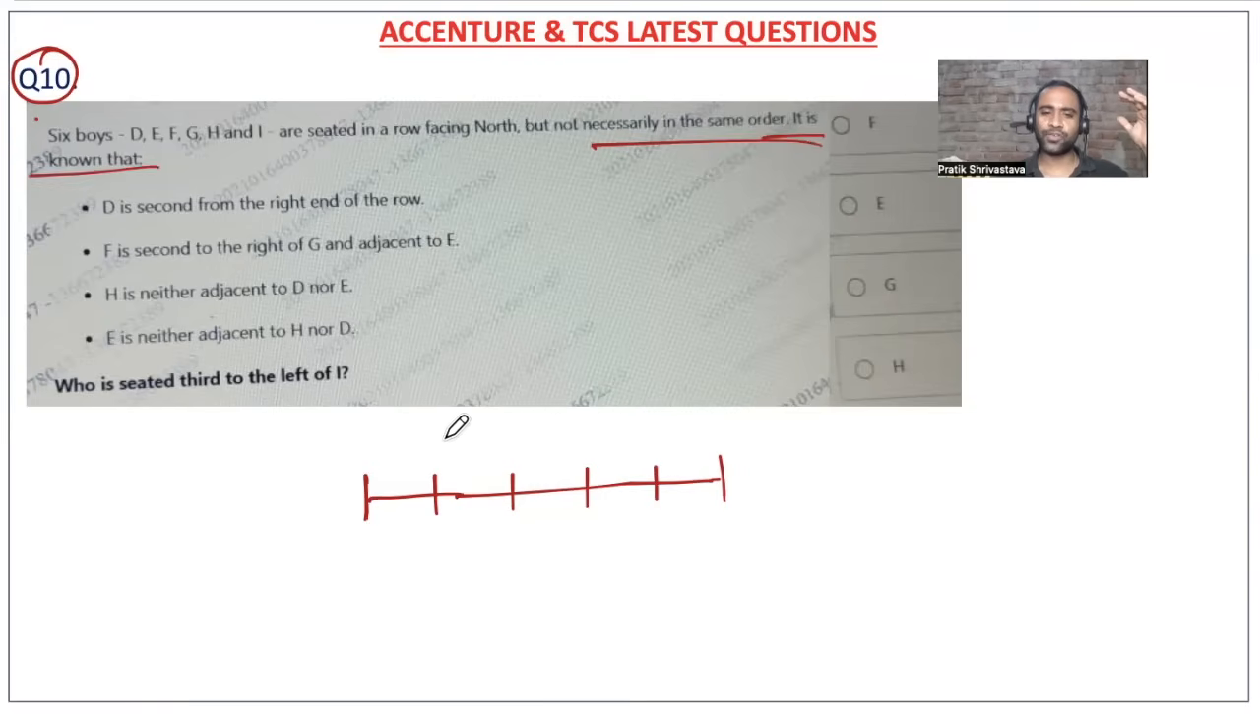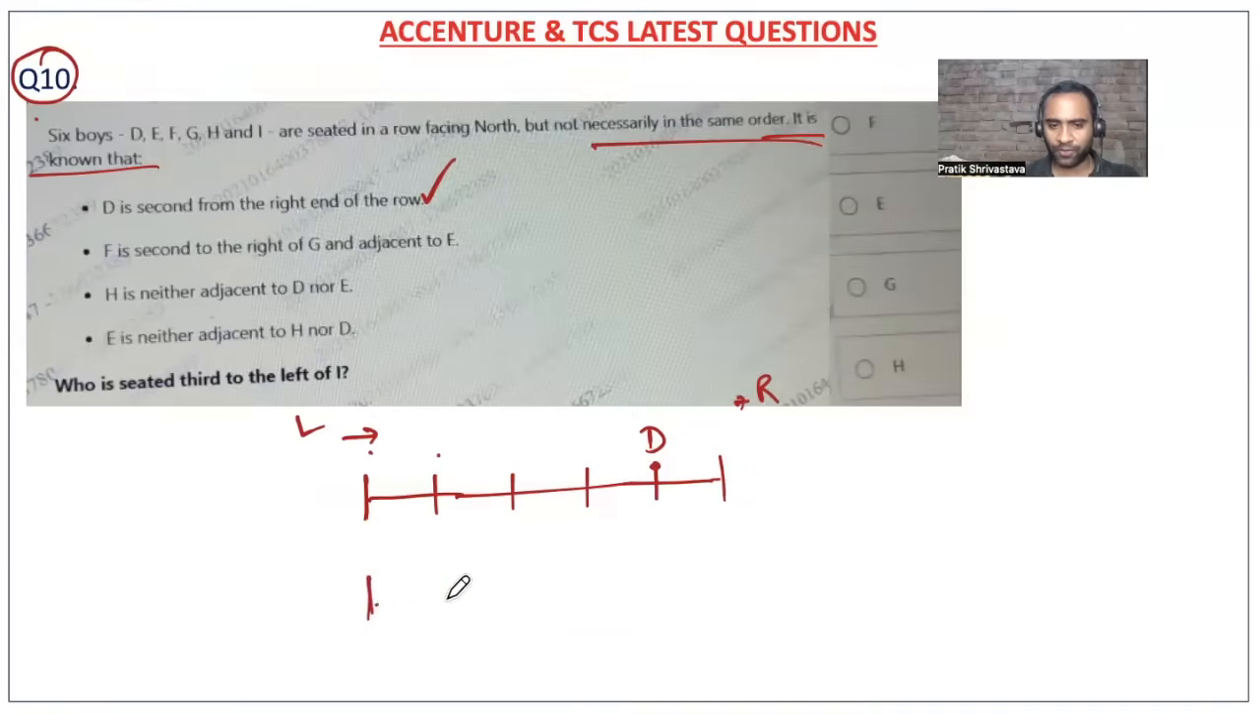Many people will confuse this. Sir, this is right, one, two. No, please understand. This is your left side, and this is your right side. Now, from the right side, D is second. Fine. F is second to the right of G.